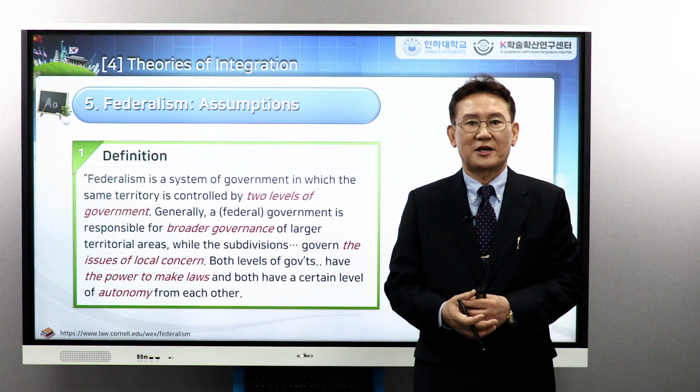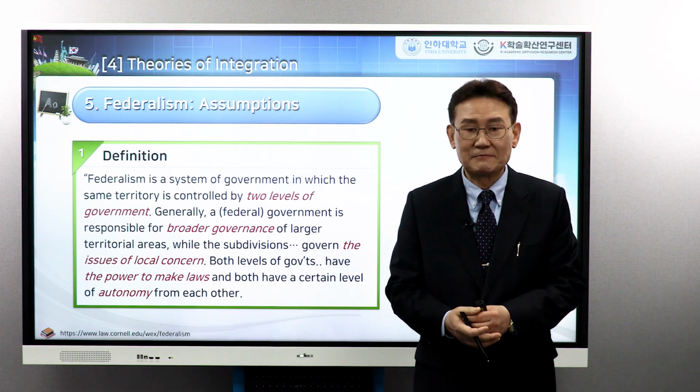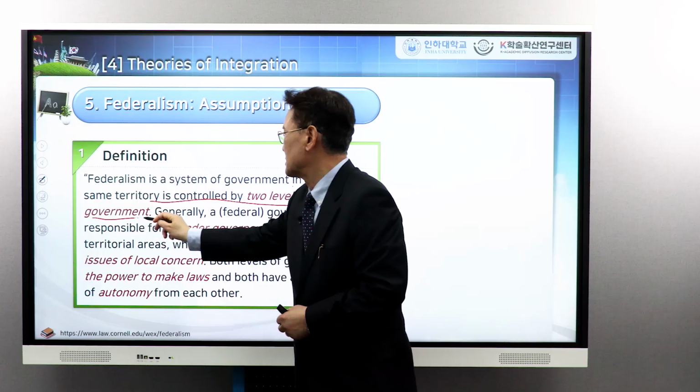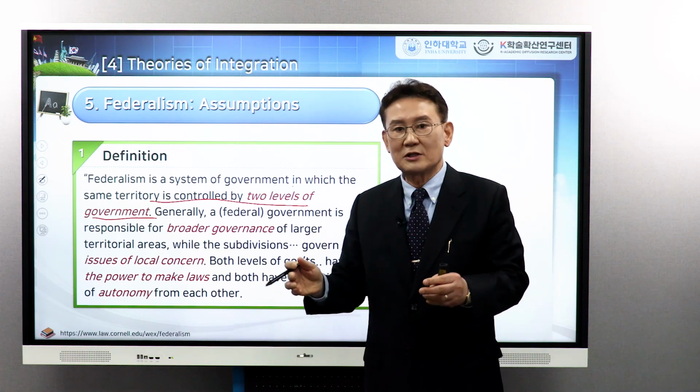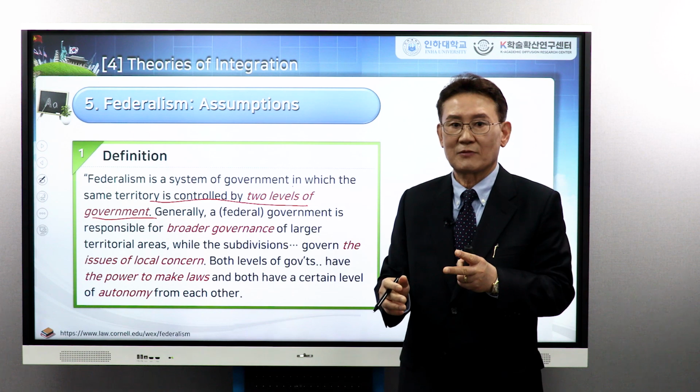Let me introduce a second theory of integration, the so-called federalism. And let me provide a definition of federalism first. So what is federalism all about? Federalism is a system of government where the same territory is controlled by two levels of government. In other words, in one territory, there are two governments.